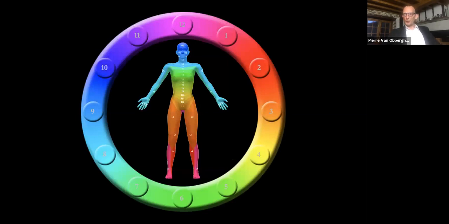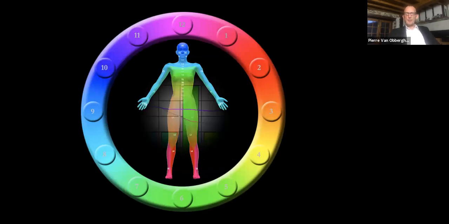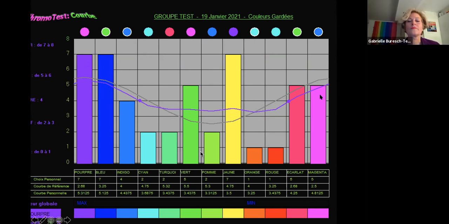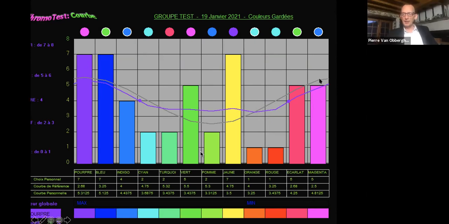Okay, so you may remember that last time we made a color test. We made a group color test, so that means everybody chose one or two colors to remove, and we came up with a group color test. And I want to come back to it. I don't know if you can see the magenta line. If I put it like this, maybe you see better. Yeah. We see the magenta is here.